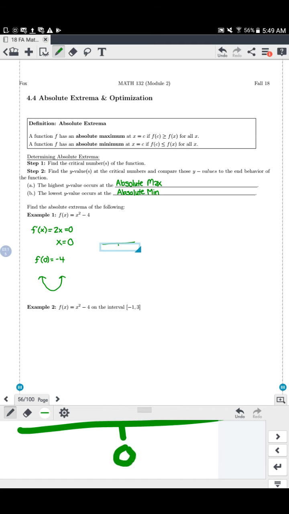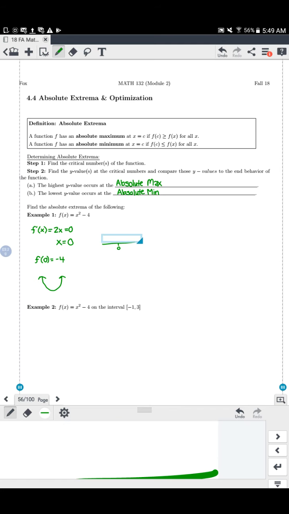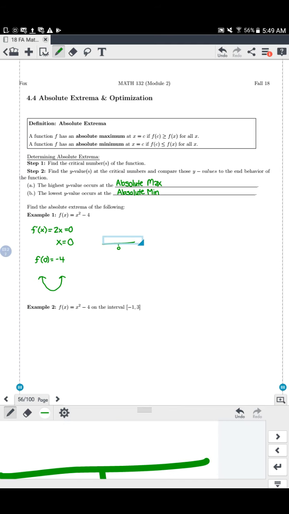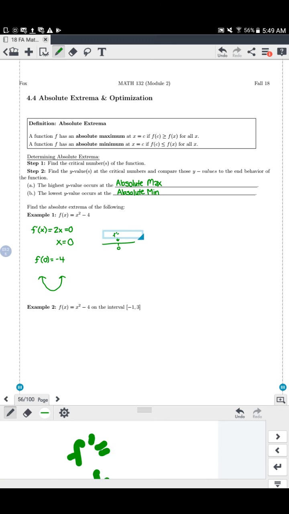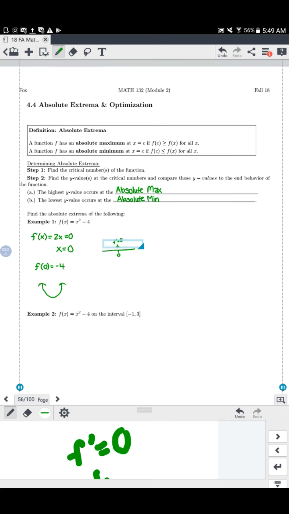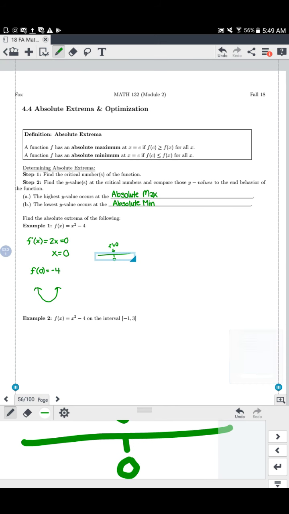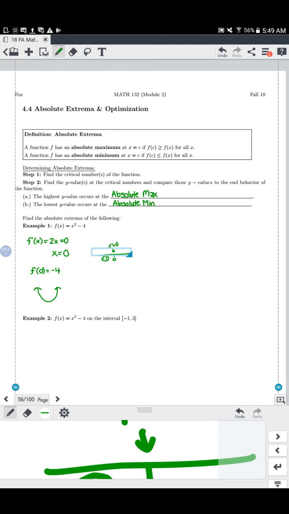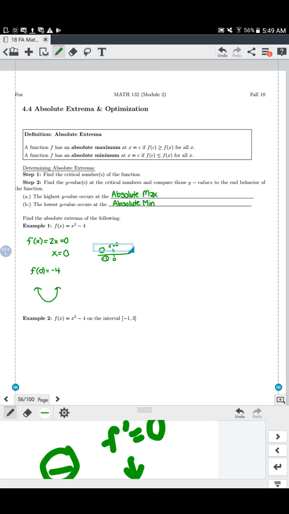So here I am going to put my critical number 0 in there. I'm going to label it because it's important. This makes f prime 0. And now I just want to figure out the end behavior by plugging in values before 0, so I'm going to choose -1. Into the derivative, 2 times -1 is -2, so I get a negative value. So I'm decreasing before 0.